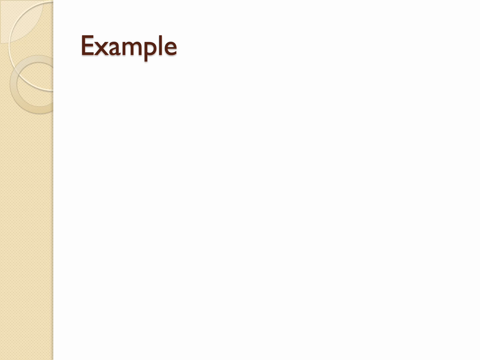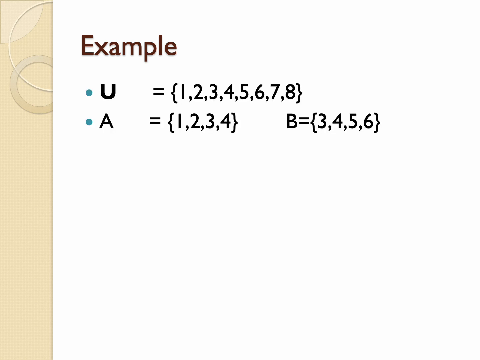Suppose the universal set contains numbers 1 to 8. Set A contains elements from 1 to 4, while set B has numbers 3 to 6. So there is some overlap between the two sets as well. A union B contains the members drawn from both the sets A and B. But notice no member is repeated. For example, 3 and 4 appear in both A and B, but they're not written repeatedly in A union B.